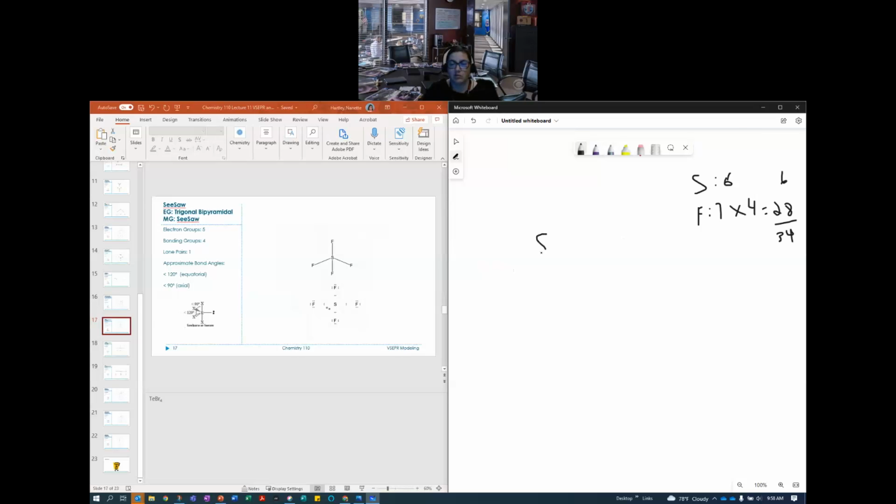I put my sulfur in the middle. I have a fluorine, a fluorine, a fluorine, and a fluorine. Again, no real rhyme or reason to where I put them. One bond in between each sulfur and each fluorine. 2, 4, 6, 8 taken up in that. Which means we have 26 electrons that I need to deal with. Again, just checking my math. 26.